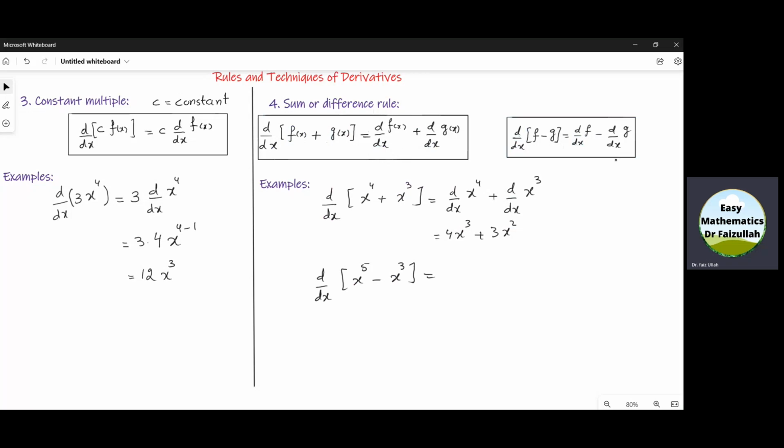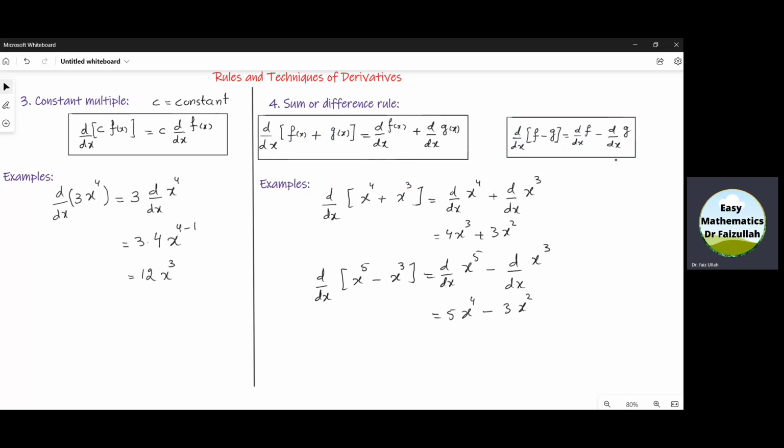Then this is equal to d by dx of x power 5 minus d by dx of x power 3. By using the power rule, this is equal to 5x power 5 minus 1, which is 4, minus 3x power 3 minus 1, which is 2. And that is the solution.